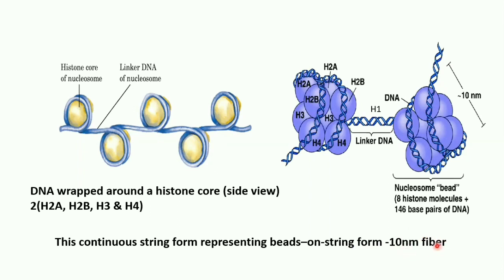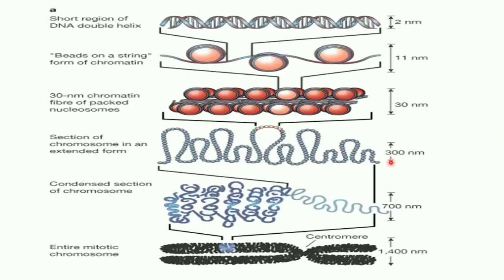The length of DNA is considerably reduced by the formation of the 10 nanometer fiber. Can you see here? This is the DNA, and it is wrapped around this, and this forms the chromatin, the whole thing. And this is a nucleosome. This is the beads-on-a-string form of chromatin.